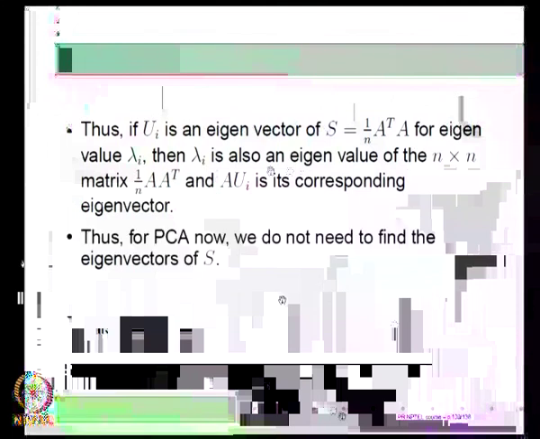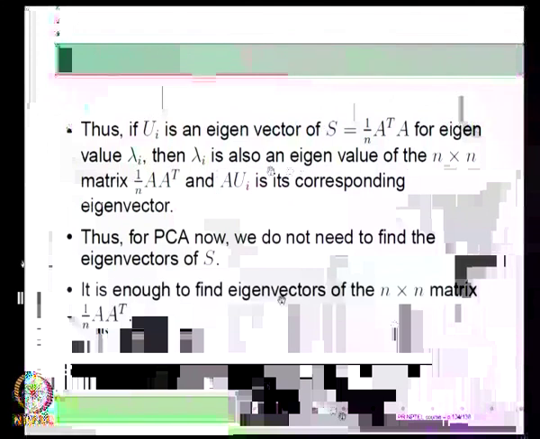So, if ui is an eigenvector of S, 1 by n A transpose A, for an eigenvalue lambda i, then lambda i also happens to be an eigenvalue of the n by n matrix 1 by n A A transpose, and A ui is the corresponding eigenvector, which means for taking PCA now, I do not need to find the eigenvectors of S. I can work with the eigenvectors of the n by n matrix. Specifically, what can I do? Let vi be the eigenvector corresponding to eigenvalue lambda i of the n by n matrix 1 by n A A transpose.